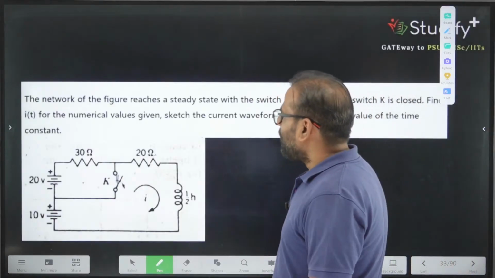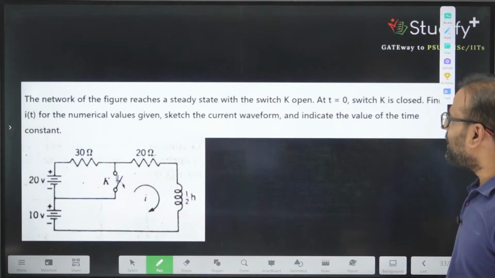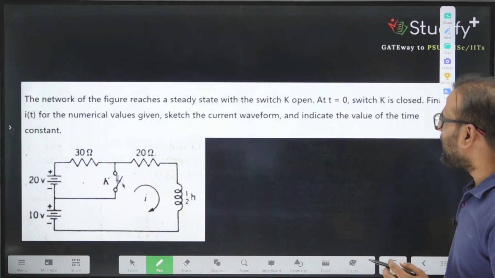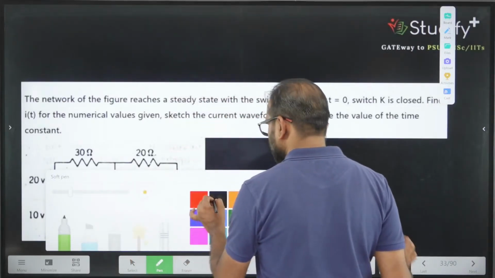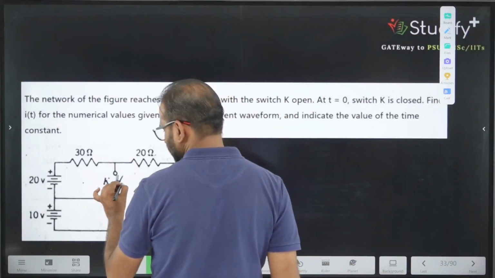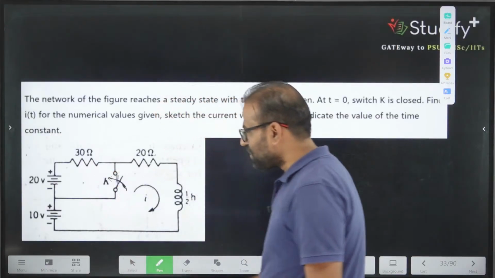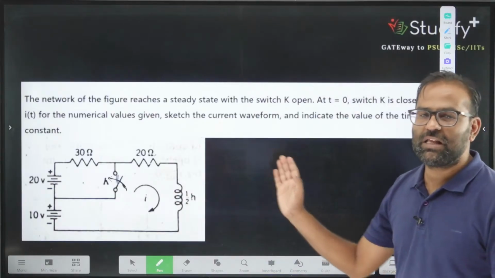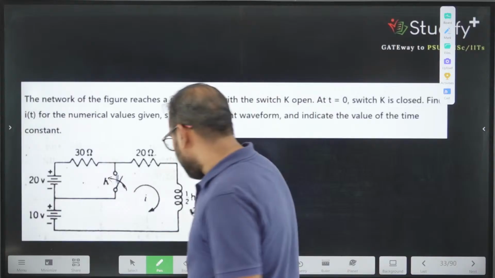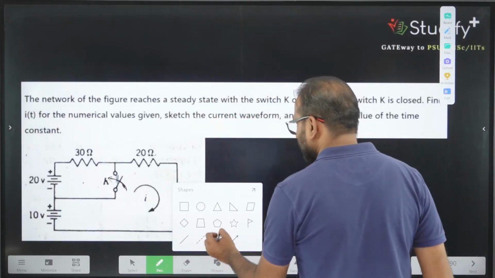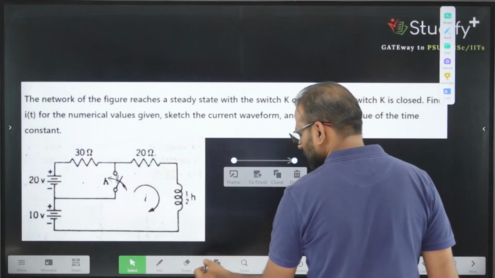Okay. What this question is saying, the circuit has reached steady state with switch K open. Okay. So this must be the direction of the switch. The switching direction is different. What is the initial switch position? Initially the switch was open and then it was closed. So a switch is given, and whenever a switch is given in the circuit, we are interested in the initial value. In this question, the initial value also you have to calculate.